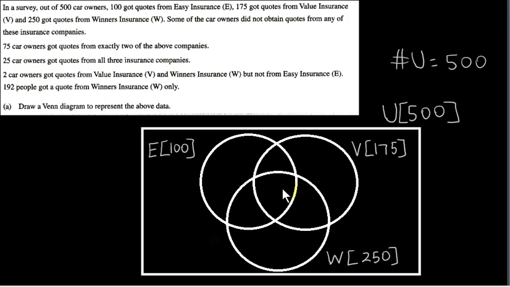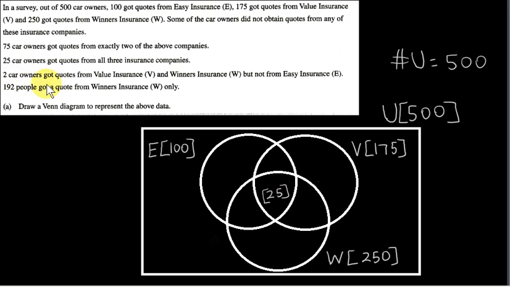Now usually when we construct Venn diagrams, we look for the intersection of all three sets first of all. So we go down through this and we see that 25 car owners got quotes from all three insurance companies. So the number of elements in this region here is 25. So we can write 25 in square brackets in here. You can imagine 25 dots with the name of each car owner. So the 25 elements in this region represent 25 of the 500 car owners that got quotes from all three companies, E, V, and W.